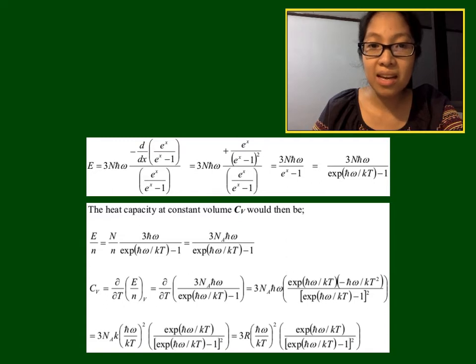The heat capacity at constant volume would then be the partial derivative with respect to temperature of the total energy, and we see the final expression here. Why did we do the total energy per mole? Because we're interested in the atomic weight of a solid element times its specific heat, or simply the molar heat capacity, in the same way that Dulong and Petit were interested in the molar heat capacity.